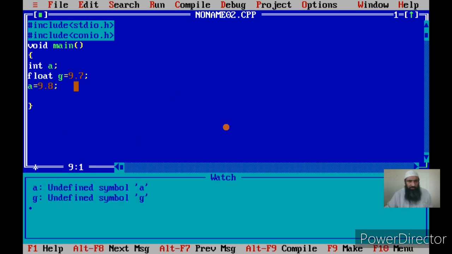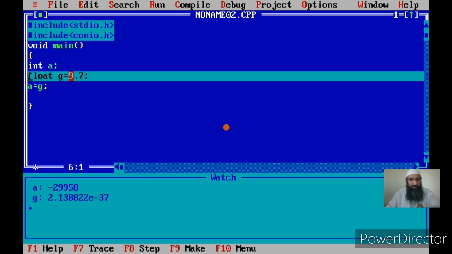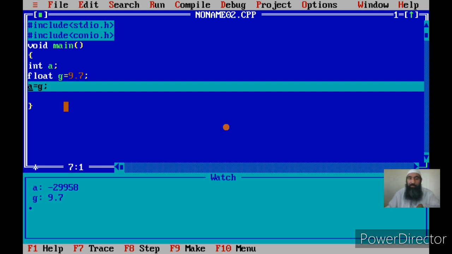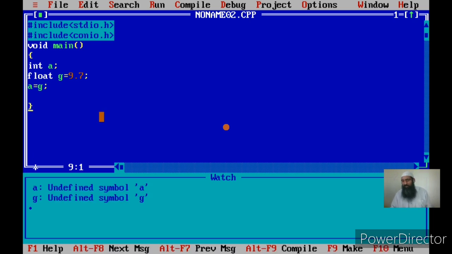Now we'll do the second type. If I try to assign G to A, what will happen? G has a value now, 9.7. I am putting the value of G into A. It will not be reported as error. Truncation will take place. And since the compiler has not reported an error, the programmer will never know what mistake he has made. At least there should have been a warning or error. These two are of incompatible type.